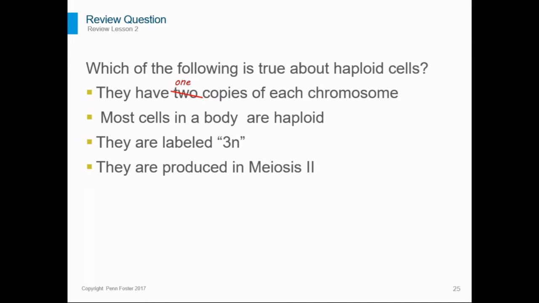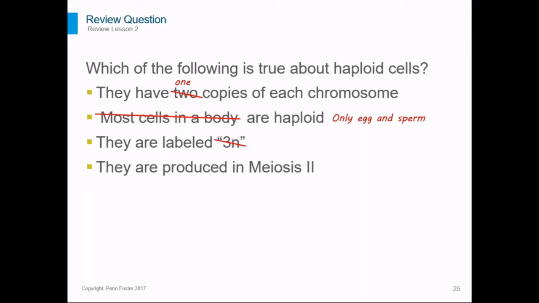Next, most cells in the body are haploid. Well, that's also not true. So in a human body or an animal body, almost all of the cells are diploid. The only ones that are haploid are the egg cells and the sperm cells. That's it. Because remember, the idea is the eggs only have one copy of DNA and the sperm only have one copy of DNA. So when they come together, then the resulting offspring is going to have two copies.